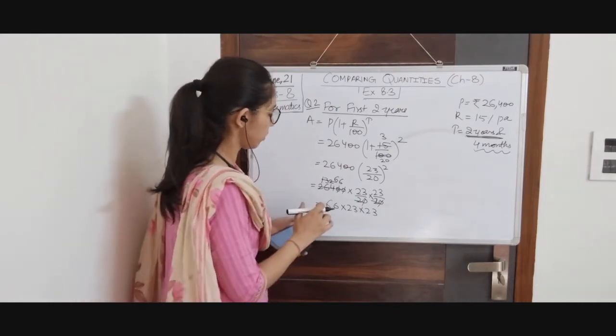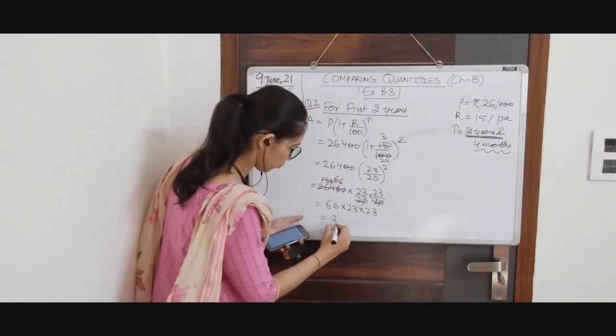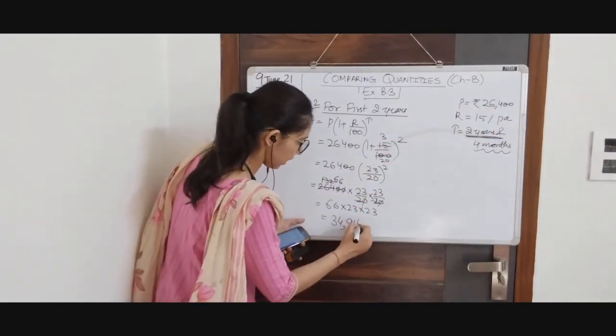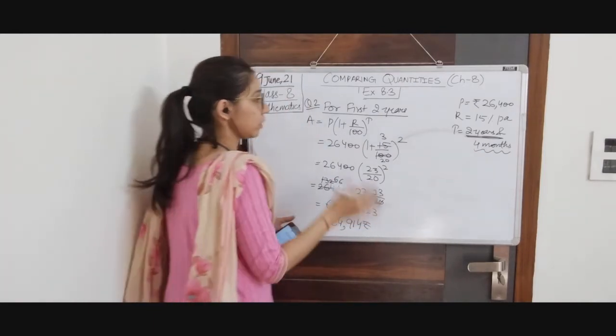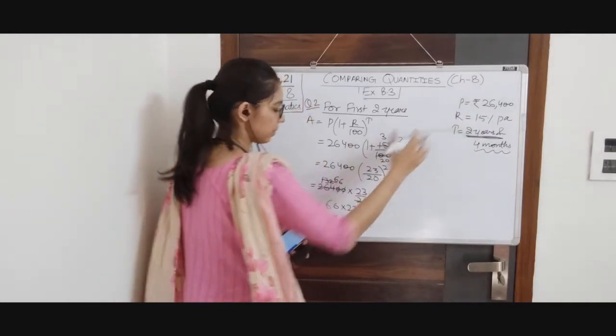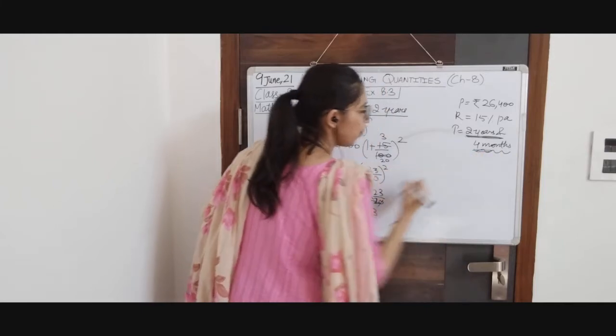Your amount should always be greater than your principal. It will come out to be 34,914 rupees. Okay. Now it means that after 2 years your principal is converted to this much amount. Now we have to deal with this 4 months.